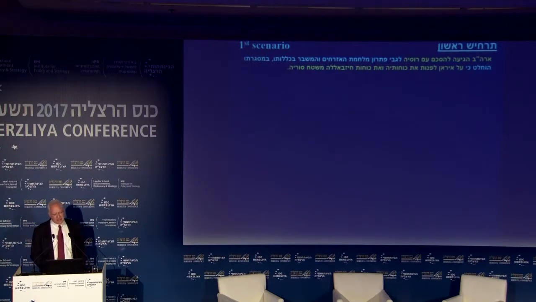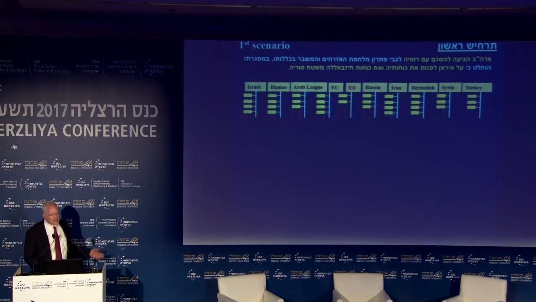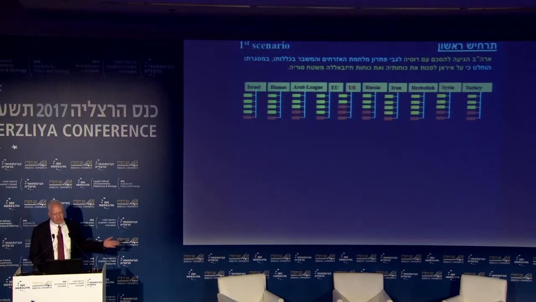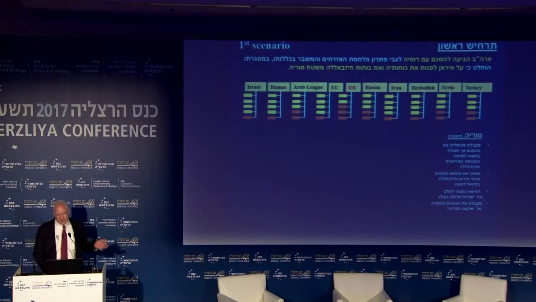Now, as we've said, the first scenario is that the United States reaches an agreement with Russia about solving the civil war and the crisis in general. And as part of this agreement, Iran is supposed to pull out its forces and the Hezbollah forces from Syria. And the players have to choose the various alternative courses of action. So this is just one example, Syria.